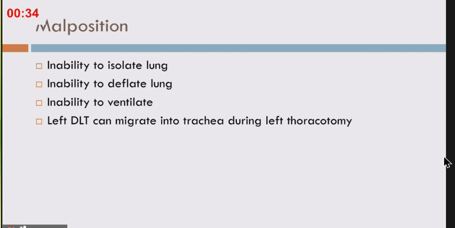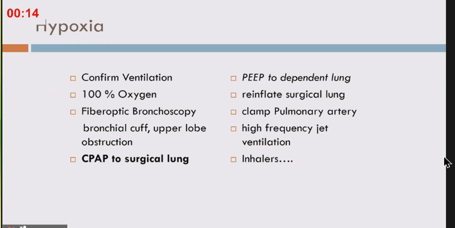Malposition, these are some things that can happen with malposition: inability to isolate, deflate, inability to ventilate. A left BLT can migrate into the trachea, especially if you're moving from supine to a left lateral or a right lateral. Your tubes can always migrate, and you always have to worry about that.